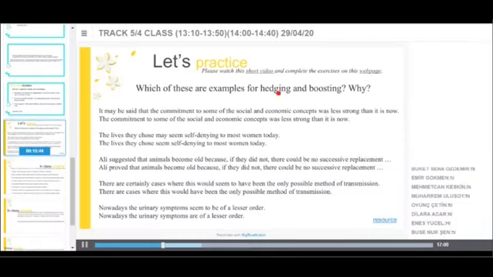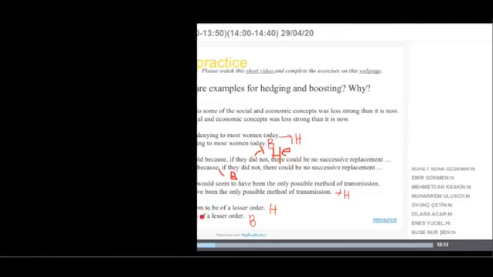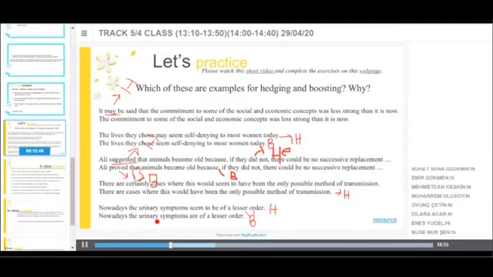Okay, here there were some examples you have already completed. Which one is hedging? Which one is boosting for the first one? First one is hedging. Second, boosting. I suggested that you say which one is an example for hedging, and which one is an example for boosting. You can just put the first letter. The last one was done by Buket, I think. Nowadays urgency symptoms are of a lesser order. Good.